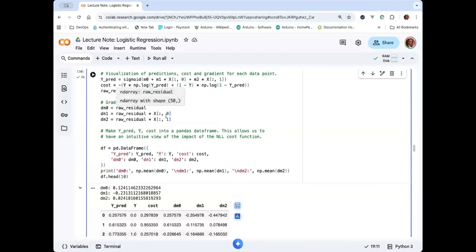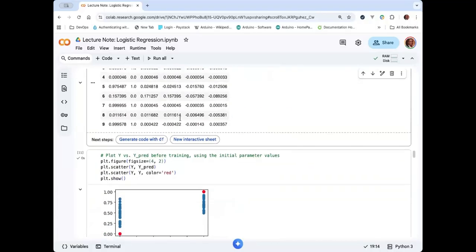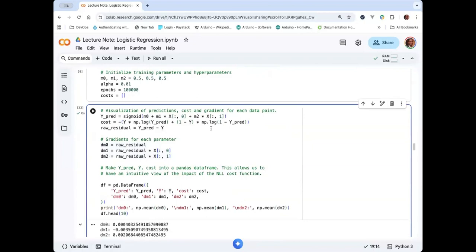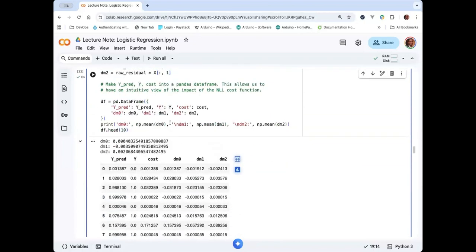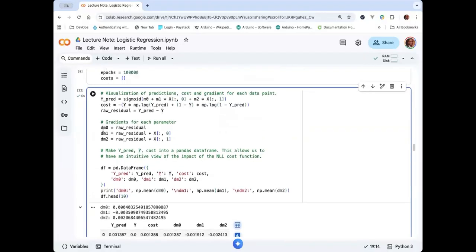So the next thing we do is, based on this, we can now calculate the gradients for each parameter. Let me run this so that you can see what is going on. I've put everything in a data frame. So this DM0 is the gradient for each data point for this particular parameter.